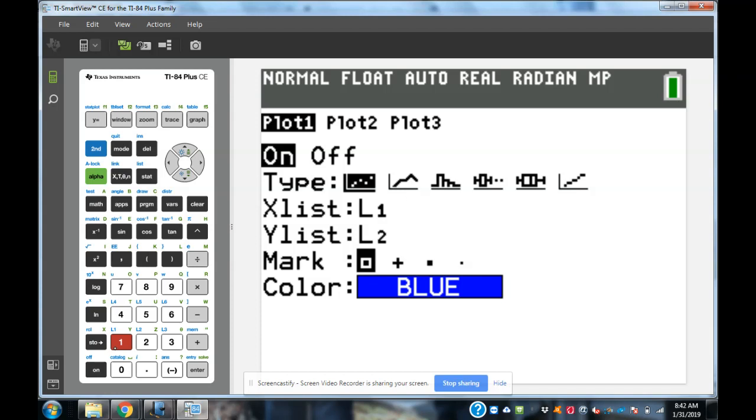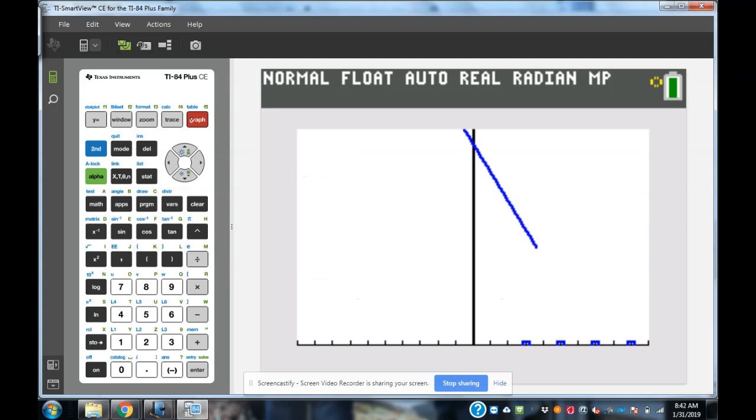So once you've done that, you've got it turned on. You've got the type selected to be scatter plot. You've got list 1 is X, list 2 is Y. You've got your mark selected. If you've got the color one, pick what color you want those boxes to be. It doesn't matter. So I'm going to hit graph. My window is crazy. It's got some other stuff going on in it, and I don't see any of my dots like I should, right?